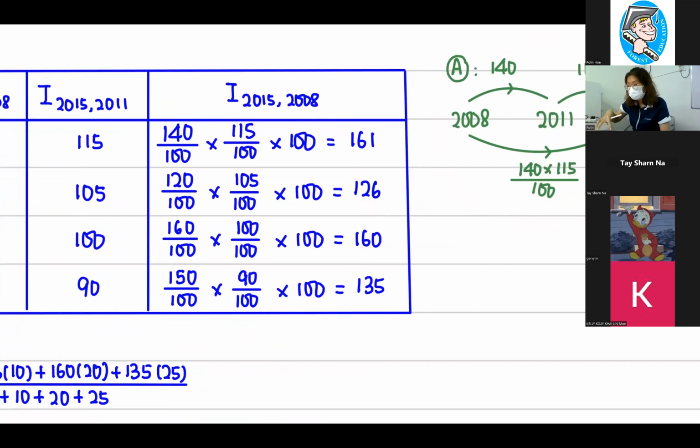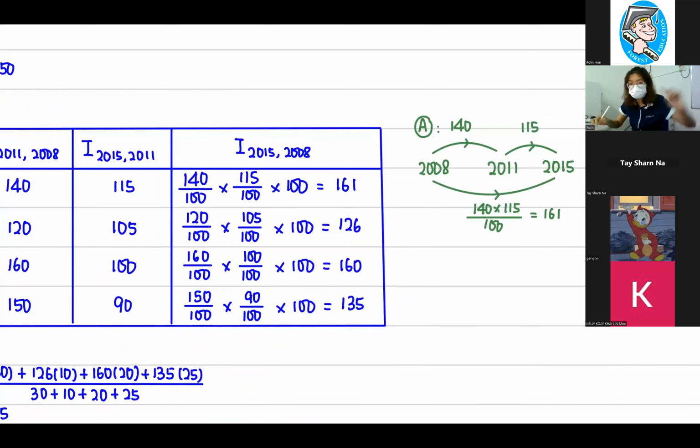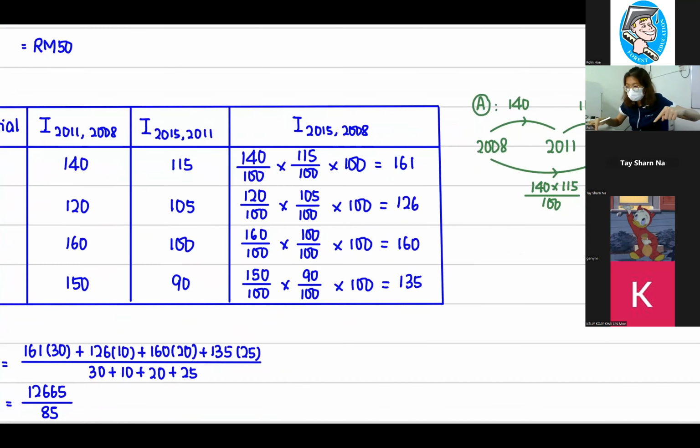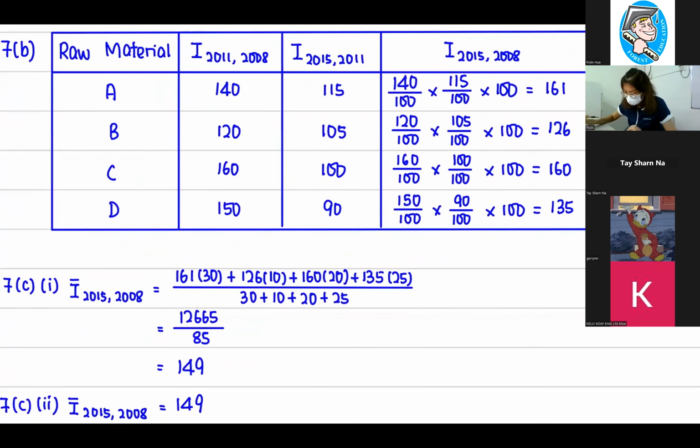This one you have to try out by yourself. 这个你要自己去 try. And then 7C, calculate the composite index. 它要 composite index 2015 based on 2008. So I use this index number. 我用这个 price index. These are the weightage from the bar chart. 在 bar chart 那边找到的。One line, final answer.